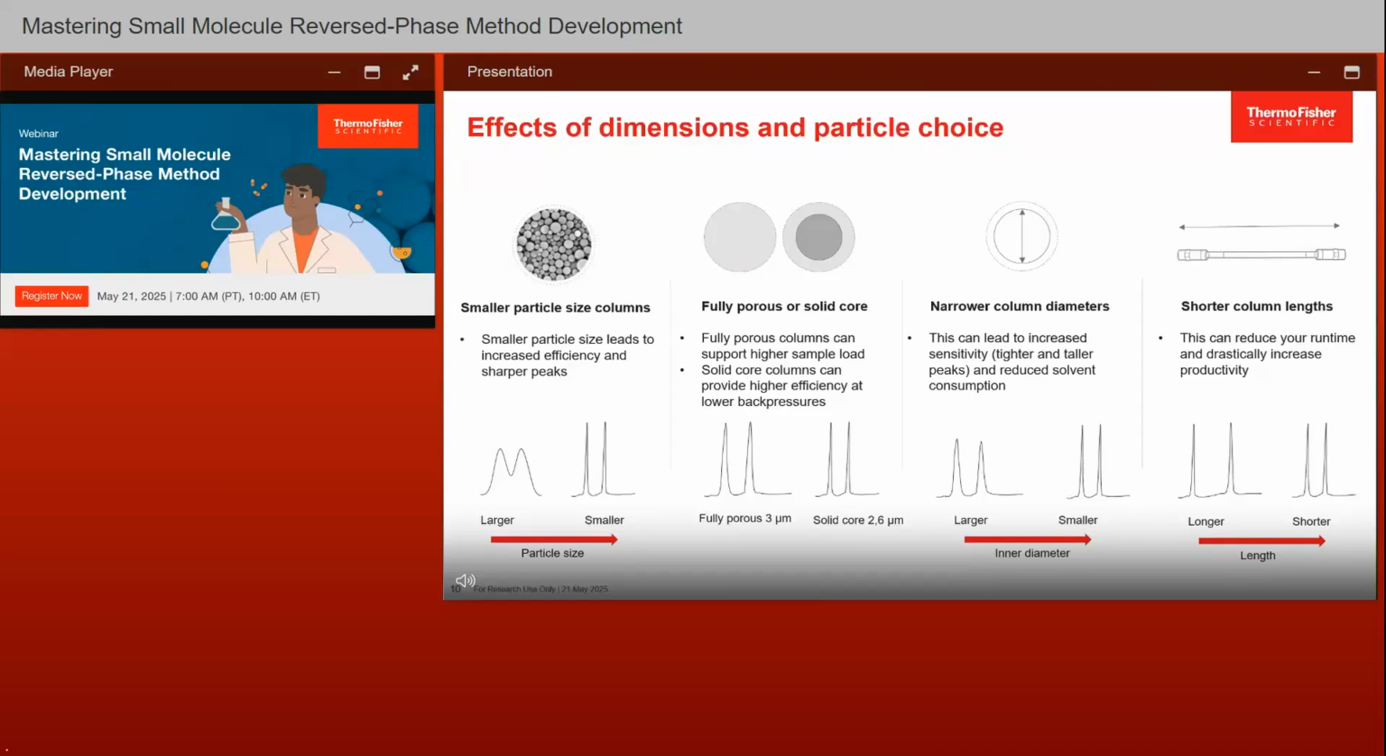In terms of the choice of column dimension, smaller column IDs can help reduce solvent consumption, but it's also suitable if you're dealing with very small samples. Depending on your goals, shorter columns can reduce the runtime and increase the productivity of your lab, while using a longer column can be beneficial for separation of complex samples. There are definitely a lot of factors to consider when you're developing a new method, or even if you're modernizing your old method.